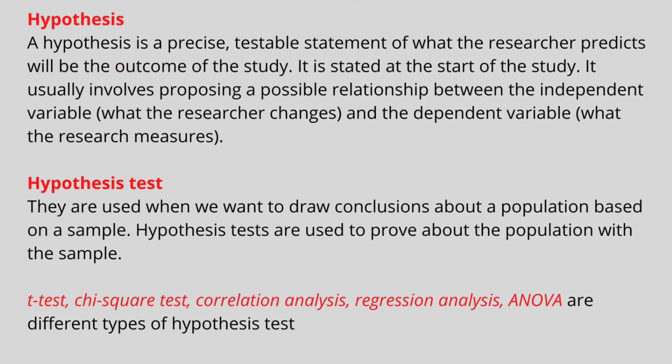A hypothesis is an assumption that is neither confirmed nor disproved. In research, a hypothesis is stated at the start and the goal is to either reject it or maintain it. Usually, hypotheses are formed during the literature search. Based on the literature search, you can then justify why you have formulated that hypothesis. So, a hypothesis is a precise testable statement of what the researcher predicts will be the outcome of the study. It involves proposing a possible relationship between the independent variable and the dependent variable. The independent variable is what the researcher can change in his or her experiment, while the dependent variable is what the research or your experiment intends to measure.